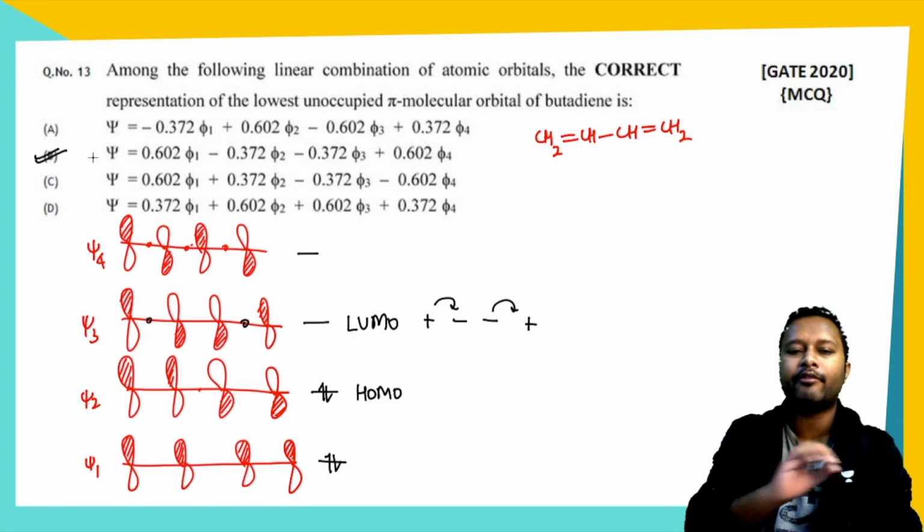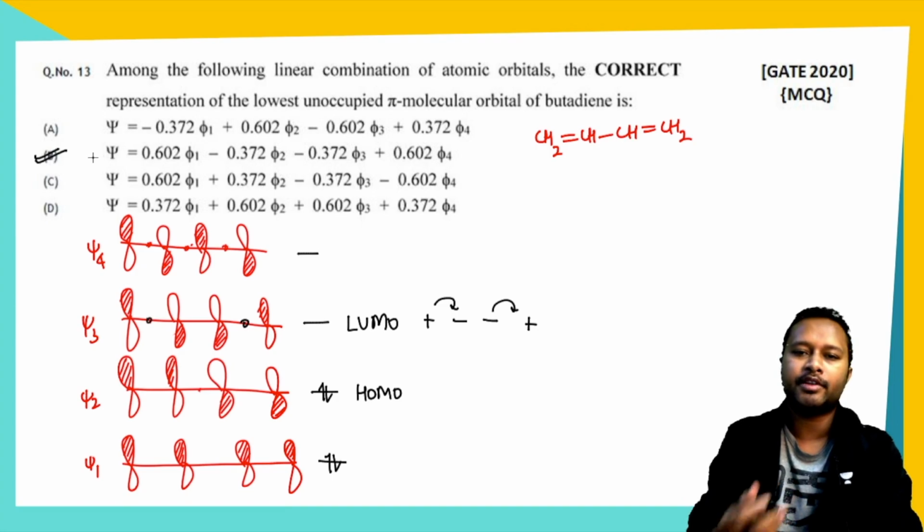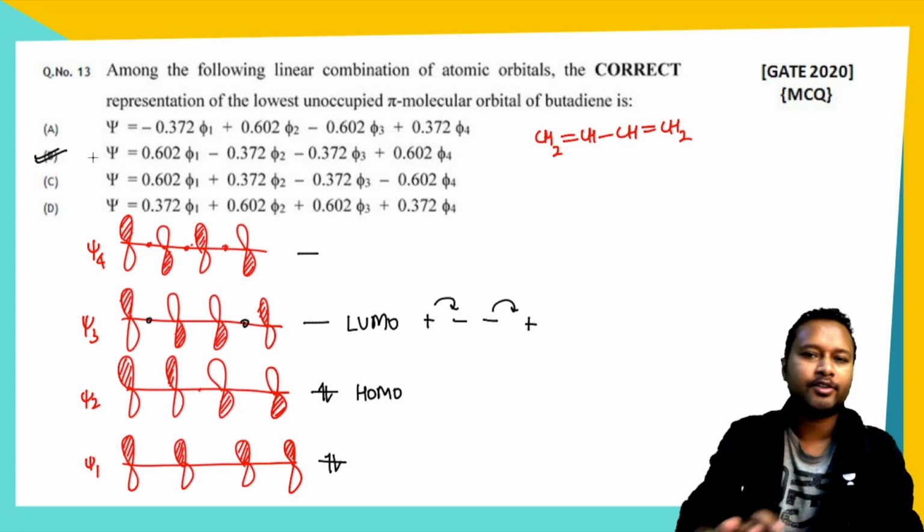So these types of question are very simple. You just have to approach it based upon the number of nodes in them. All right, so simple question, simple explanation. Let's go for the next one then.